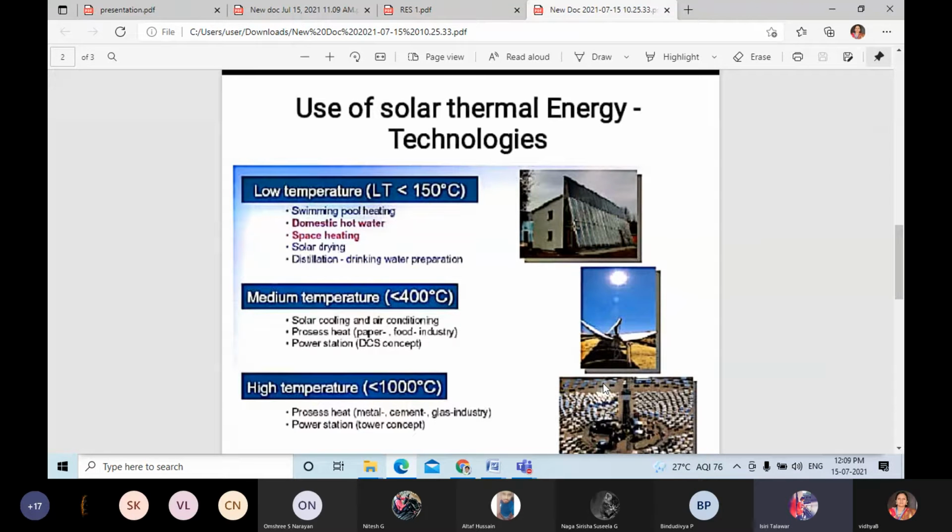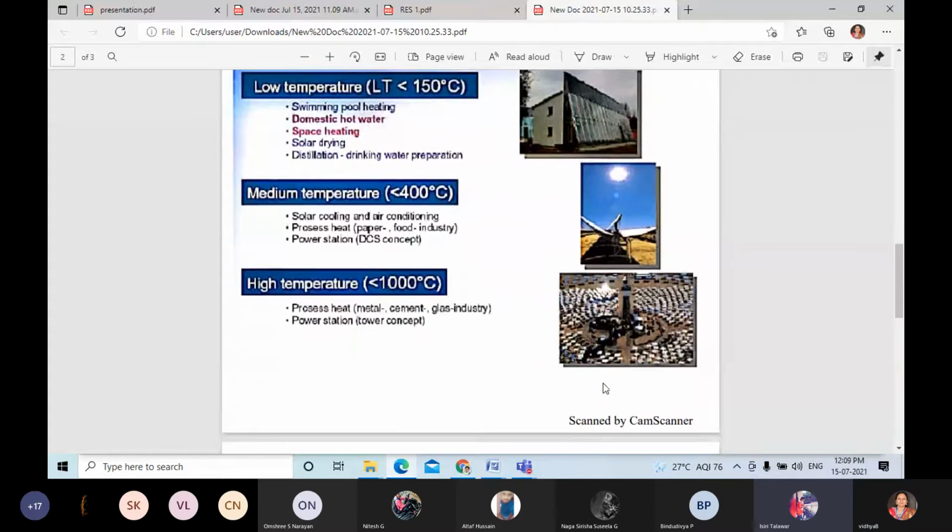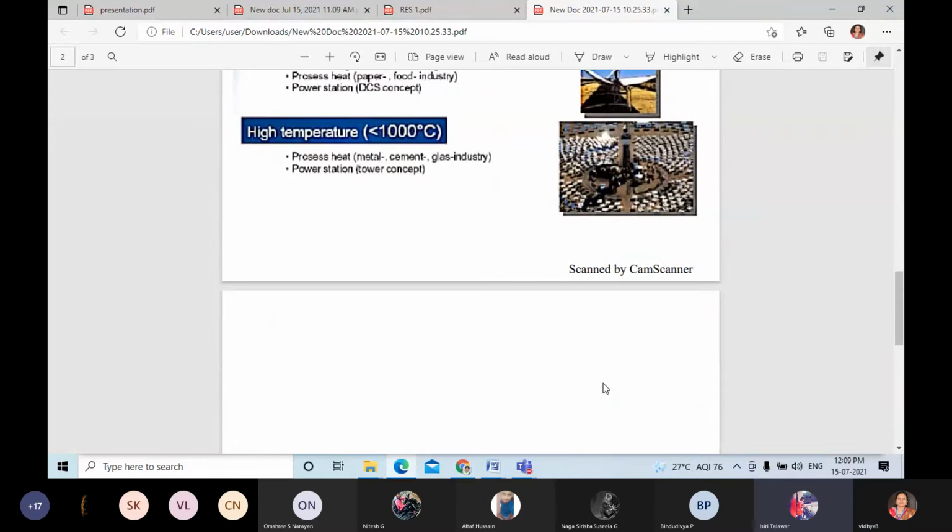The medium temperature collectors are also usually flat plates that are used to heat water or air for residential and commercial use. The high temperature collectors concentrate sunlight using mirrors or lenses and are generally used for electric power production.